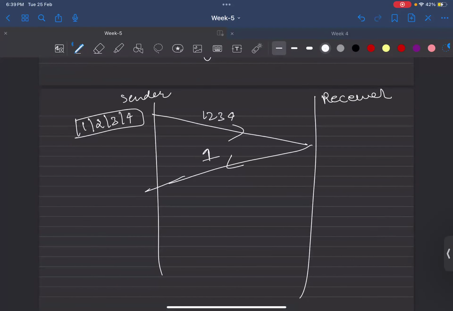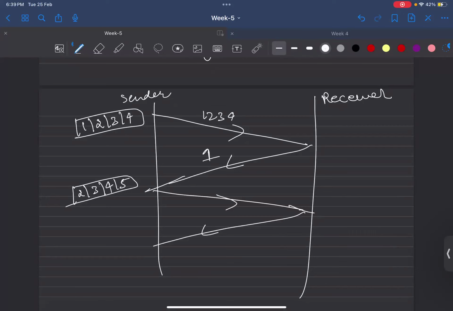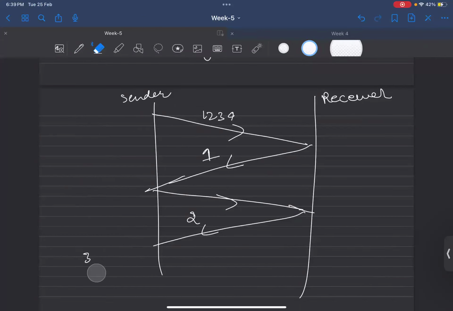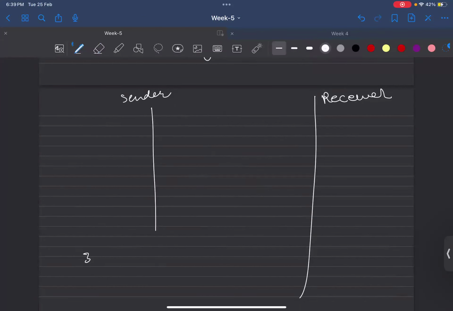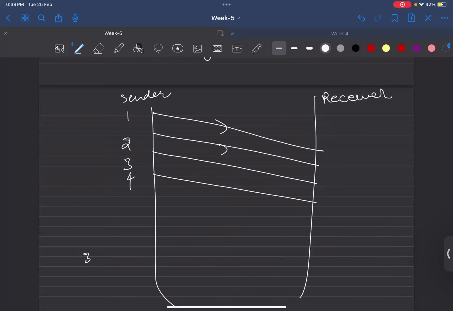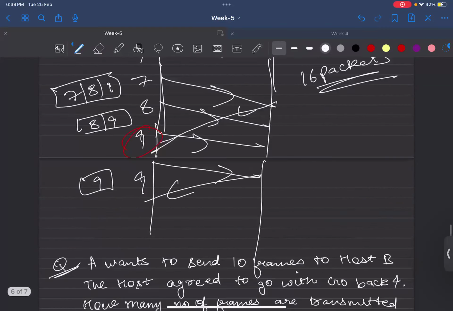I got the acknowledgement 1. I'll write like this, maybe it's easier to understand. The window got slided: 2, 3, 4, 5. I got the acknowledgement 2. I slided the window again: 3, 4, 5, 6. Or rather, that was the better option because I have to count the packets as well: 1, 2, 3, 4. This is the way we have done it.